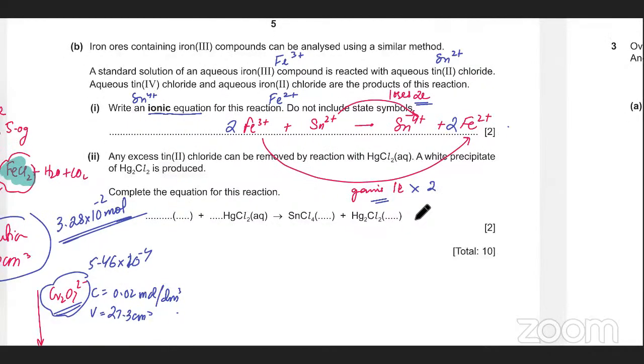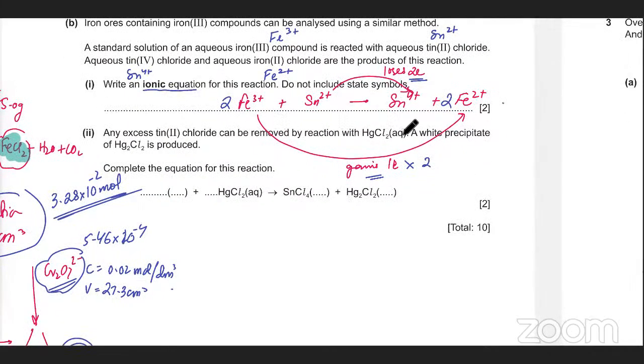So tin 2 chloride can be removed by reaction with HgCl2, and a white precipitate of Hg2Cl2 is produced. Complete the equation for this reaction. I think everything is given except for tin 2 chloride. So we can add tin chloride. It's going to be SnCl2 because it's 2+ and Cl is -1. And he's already told us the state of tin 2 chloride, which is given over here. It's aqueous.